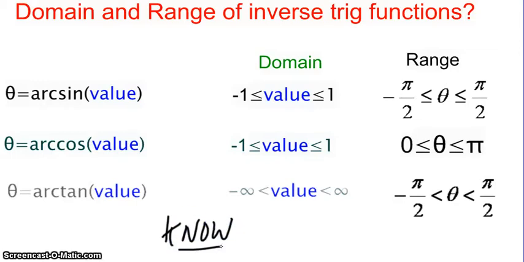for our inverse functions. As you can see here with arcsine, the domain and the range flip from the sine function. So now our domain becomes -1 to 1, and the range goes from -pi/2 to pi/2. Same thing with arccosine: the domain is -1 to 1, and now the range is 0 to pi. Arctangent, domain is all real numbers, and the range is -pi/2 to pi/2.